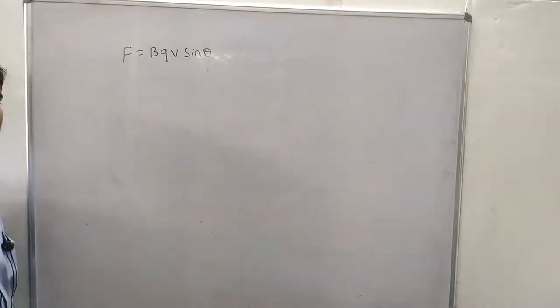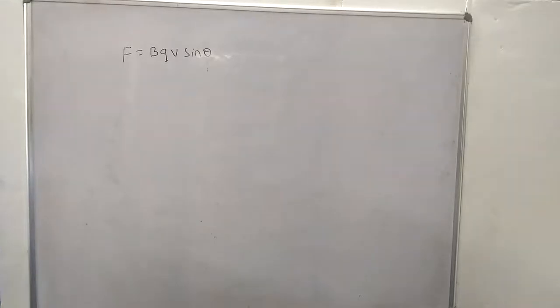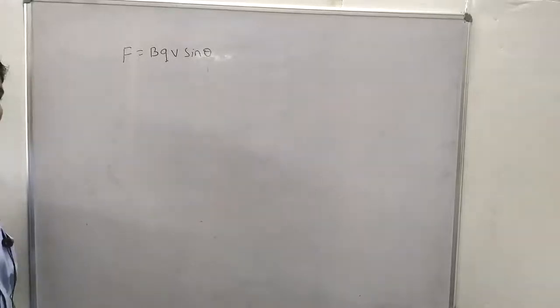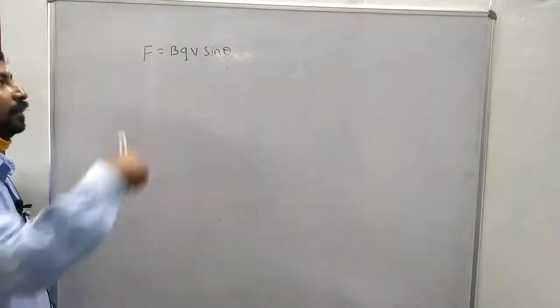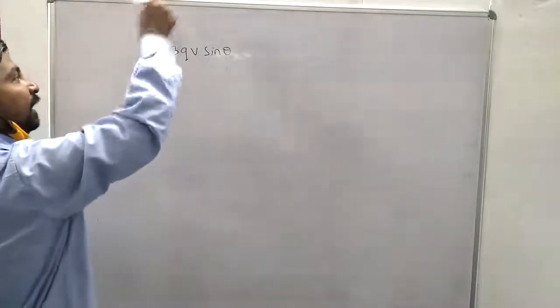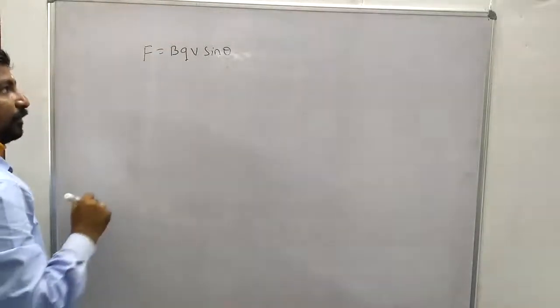When is the magnetic force minimum and maximum? If a charge is moving perpendicular to the magnetic field, then the magnetic force is maximum, that means theta is equal to 90 degrees. Suppose a charge is moving parallel to the magnetic field, then what happens? The magnetic force is minimum, that means theta is equal to 0 or 180 degrees. So now the force on a conductor carrying a current.